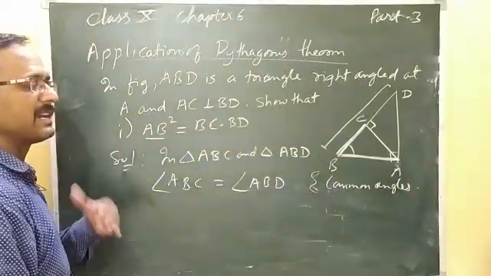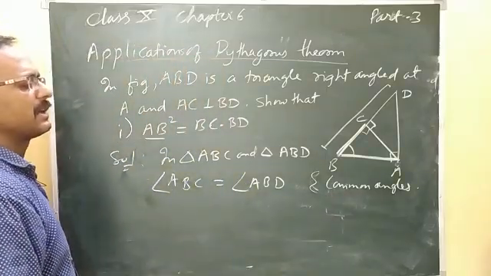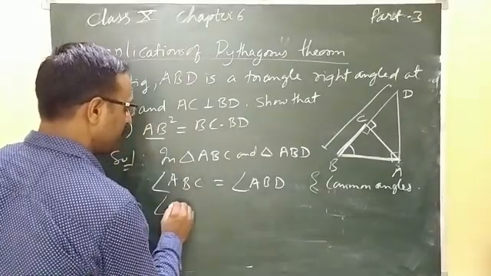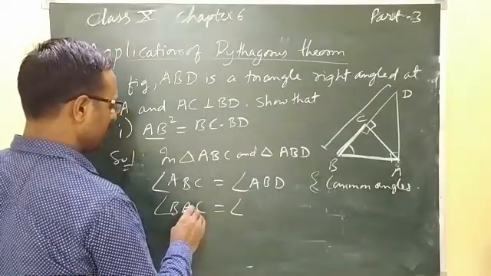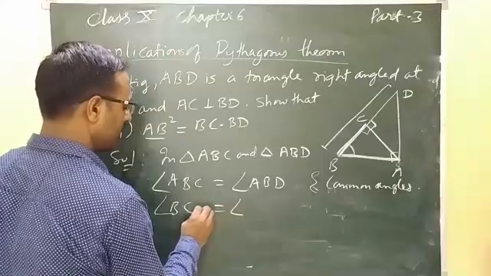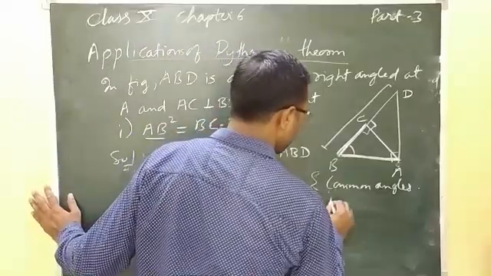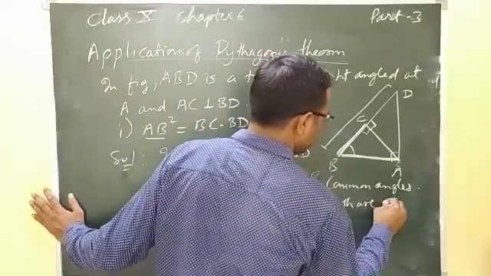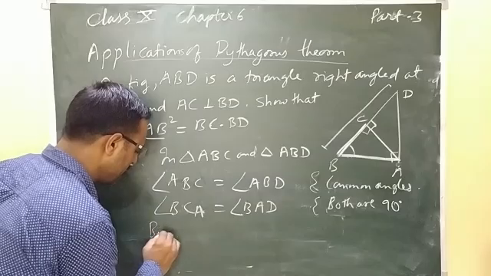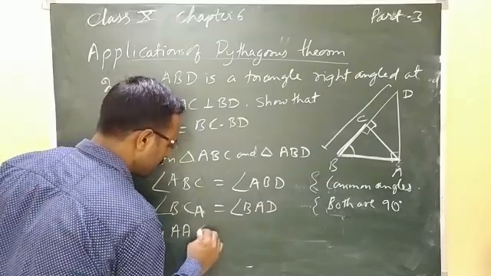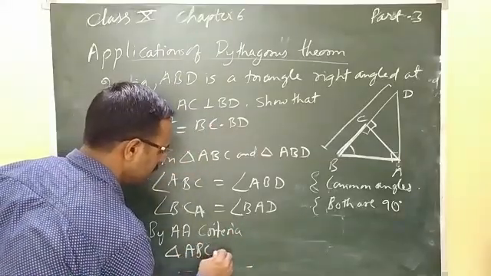The next angle is 90 degrees. You can see that angle C was 90 degrees in the small triangle, and in the big triangle angle A is 90 degrees. So we can write angle BAC equal to angle BCA, and angle BCA equal to angle BAD. Both are 90 degrees, so the two angles are equal. Therefore, by the AA similarity criteria, triangle ABC is similar to triangle.